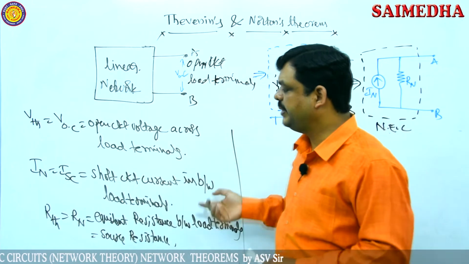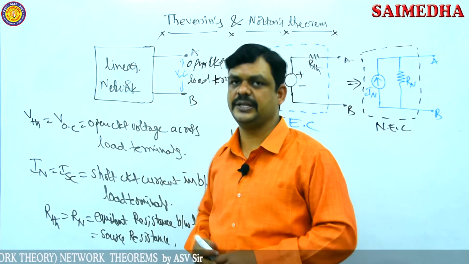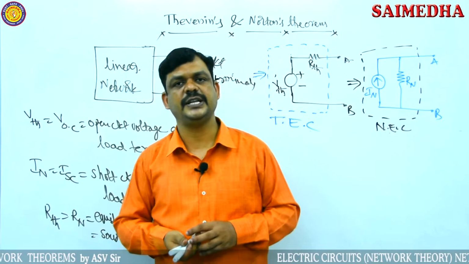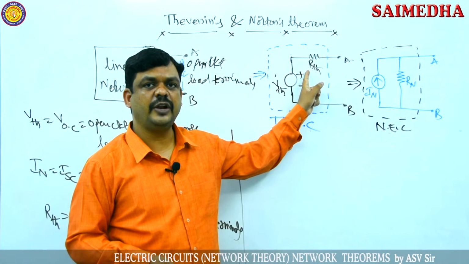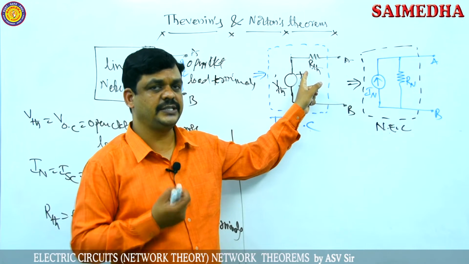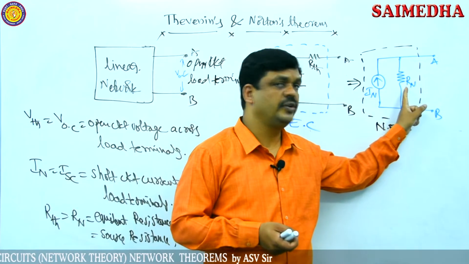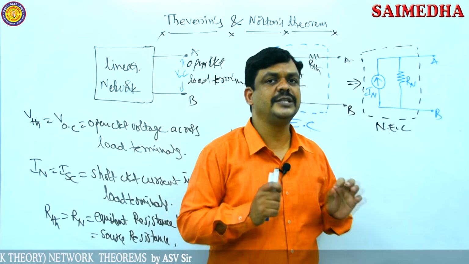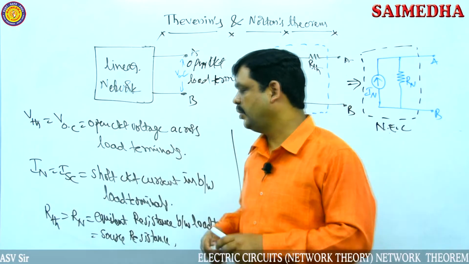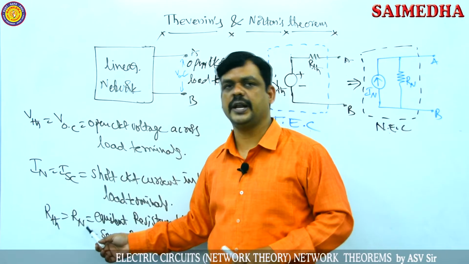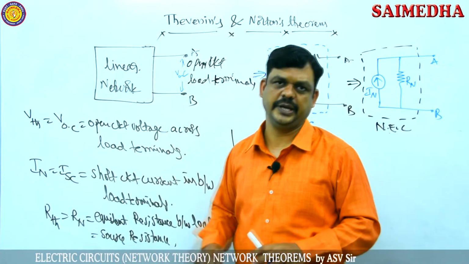Another important parameter is Thevenin's resistance and Norton's resistance. In Thevenin's equivalent circuit this value is RTH, Thevenin's resistance. In Norton's equivalent circuit this value I wrote here RN, Norton's resistance. Both are the same, so RTh is equal to RN.